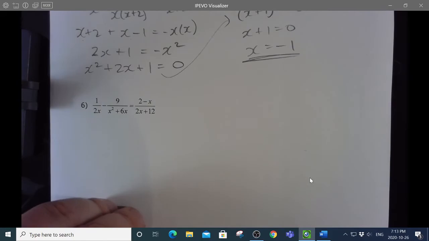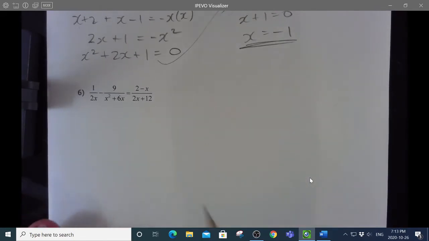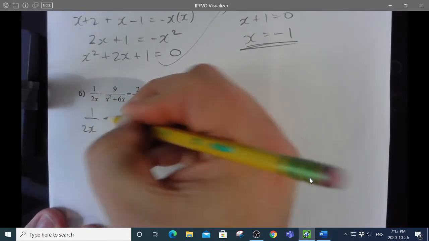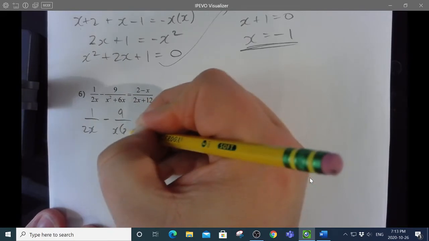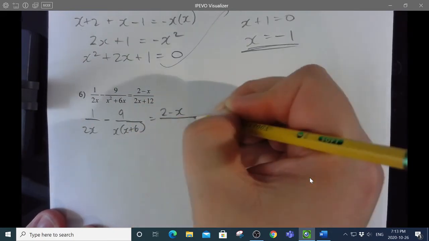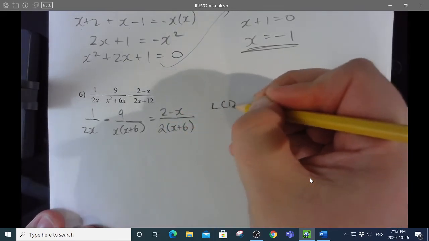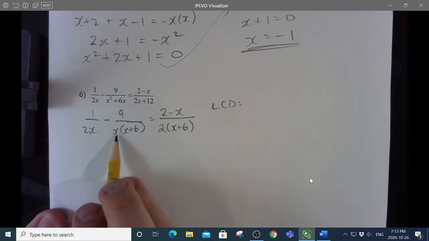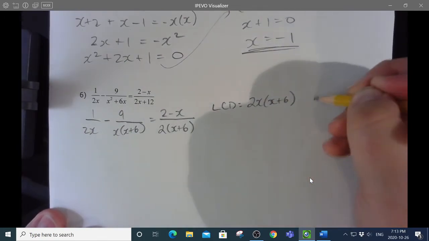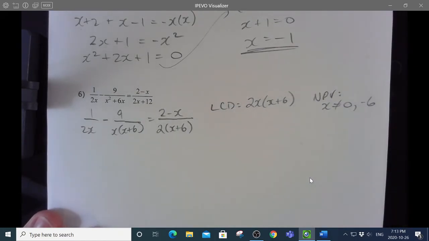And last, and certainly not least, number 6. This is the last one. Yay, it's the last one. Okay, so let's find what we get when we factor this. This is 9 over x times x plus 6 equals 2 minus x all over 2 times x plus 6. Okay, so my LCD is a 2 times an x plus 6. And my NPVs are x can't be 0 or negative 6.